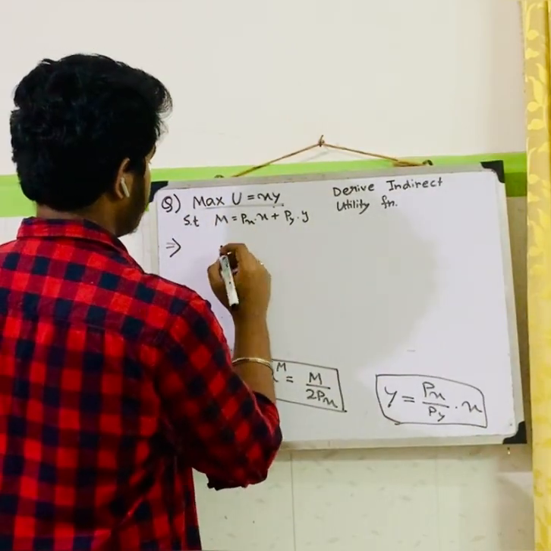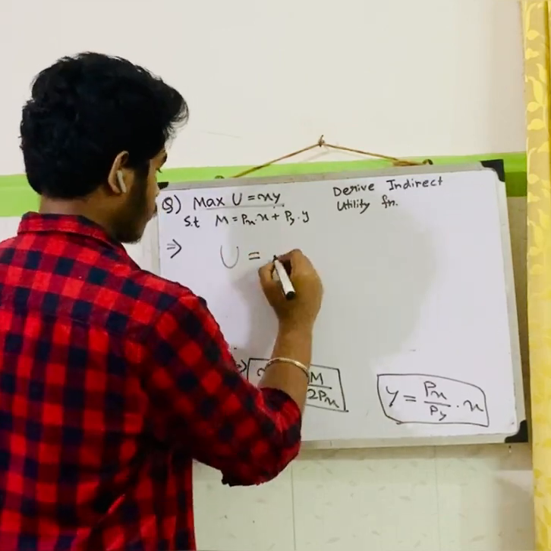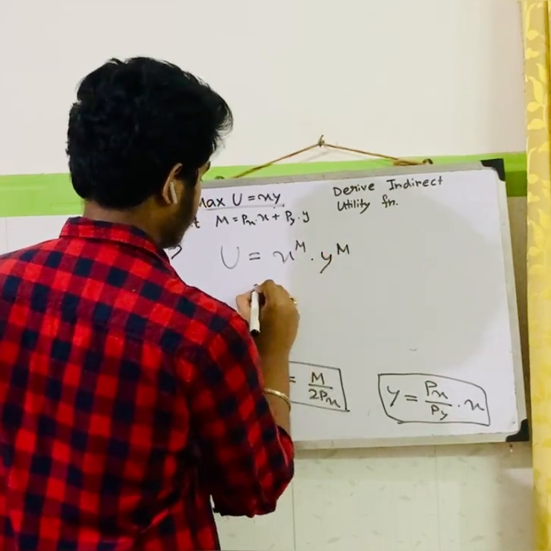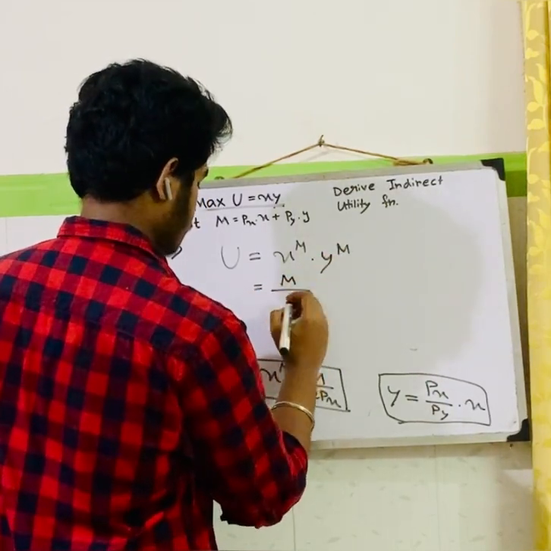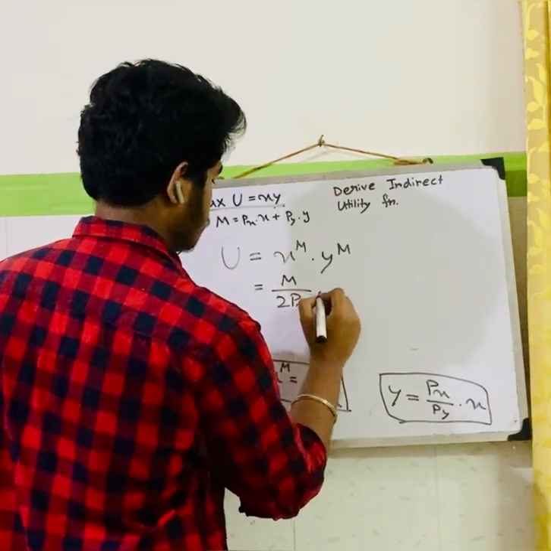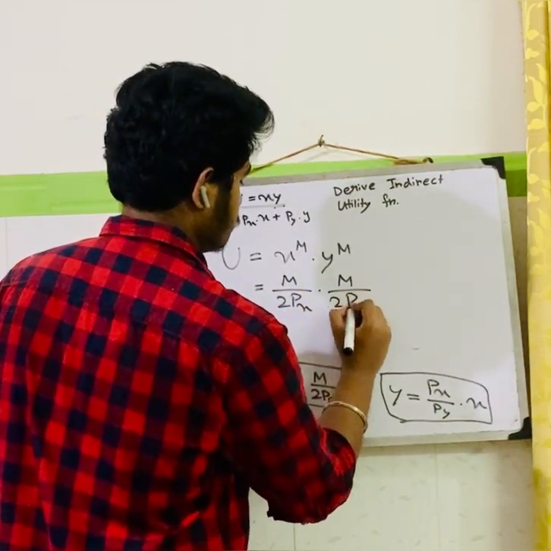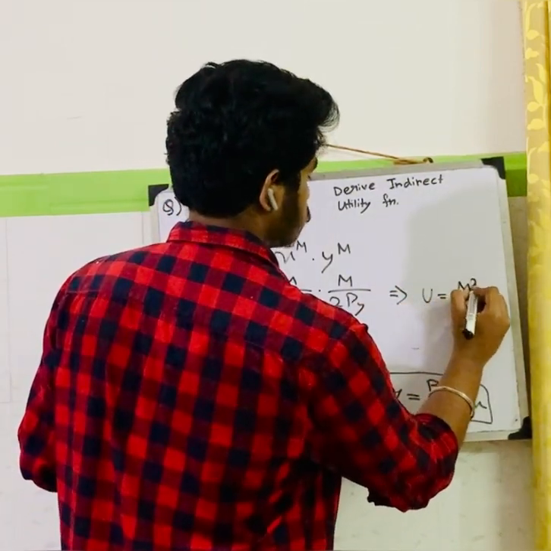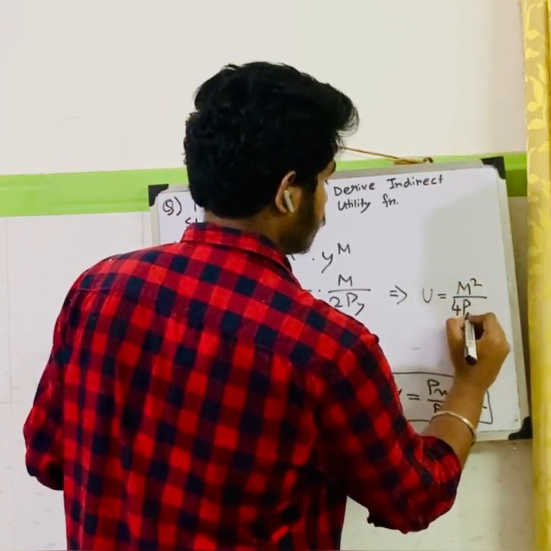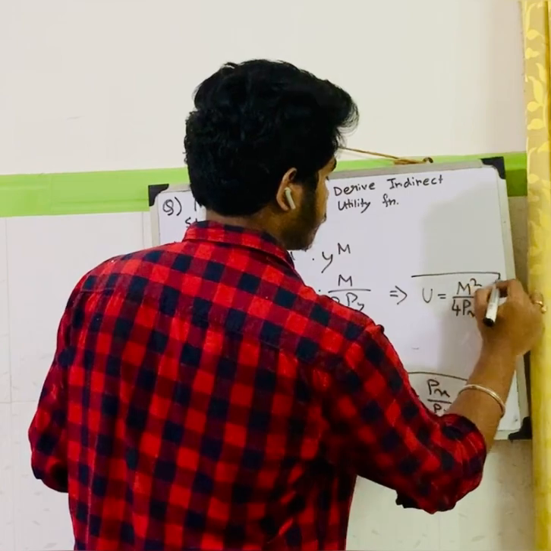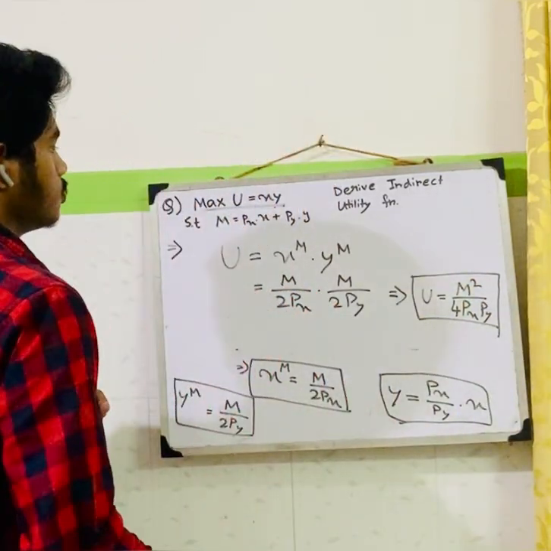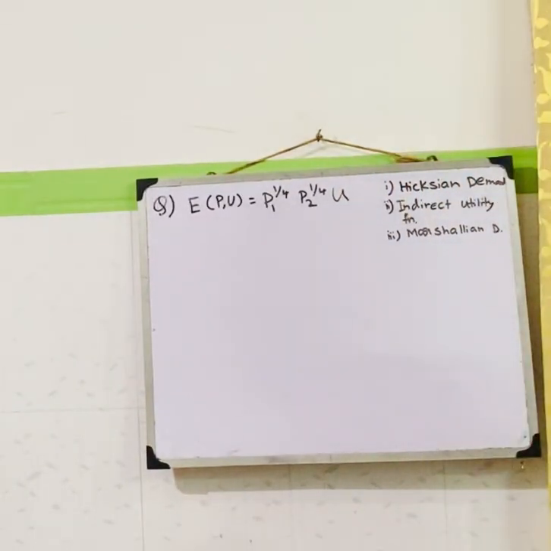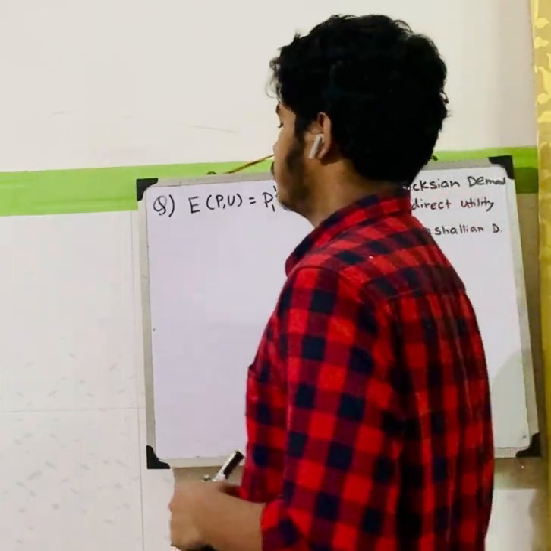So our indirect utility function will be xm into ym. This will come to m by 2 px into m by 2 py, which will come to u equal to m square by 4 px py. So this is our indirect utility function. So now we have a question on our expenditure function.